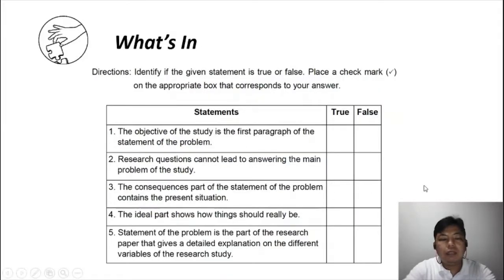For the next activity, the directions is identify if the given statement is true or false. So place a check mark on the appropriate box that corresponds to your answer. So this is a simple true or false question. You have 5 questions here. You put a check on the corresponding box if it's true, or you put a check again in the corresponding box if it's false.